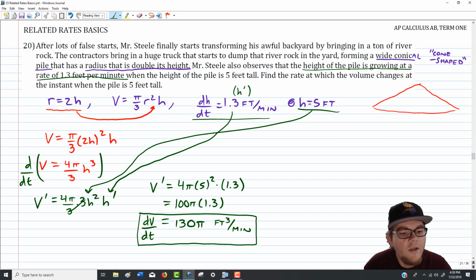So rock's coming in pretty darn fast, especially because it's feet cubed per minute. If you go 130 times 3, that's like 400 cubic feet per minute. Yeah, it's probably a big pile. I might have poorly identified the units for this problem, but for the moment, maybe it was only for a short time. So with that said, there is question 20.